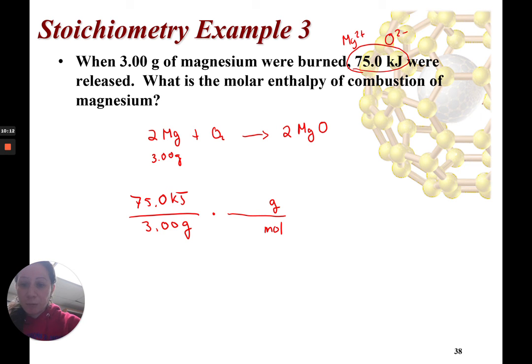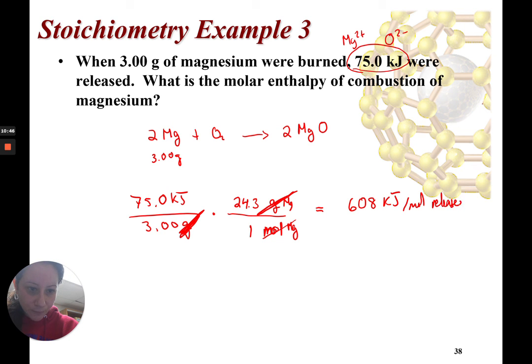And I know to link between moles and grams, I can use the molar mass. And I know that 1 mole of magnesium is 24.3 grams of magnesium. So my moles cancel, or I'm sorry, not my moles. My moles do not cancel. My grams cancel of magnesium, and I end up with kilojoules per mole. And so this gives me, I believe, 607.5. So 608 kilojoules per mole released.